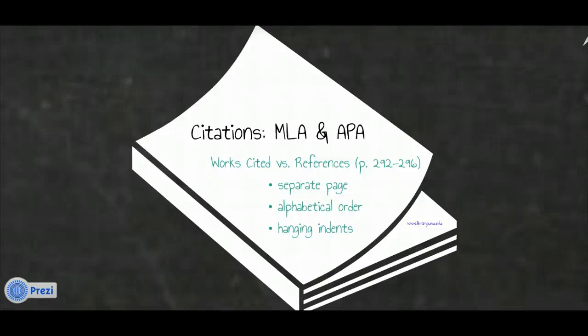All right, citations. This is the last thing that it mentions in Appendix 2, and it briefly gives a couple pages on MLA and APA. Please keep in mind that you only have to use one of these forms of citation in your book. And at the very end, when you list all the sources that you used in your paper, if you're using MLA citations, you're going to have what's called a works cited page. If you're doing APA, you're going to have a references page.